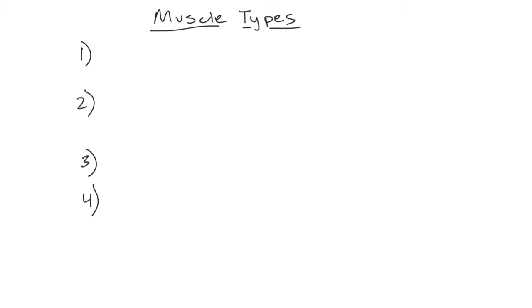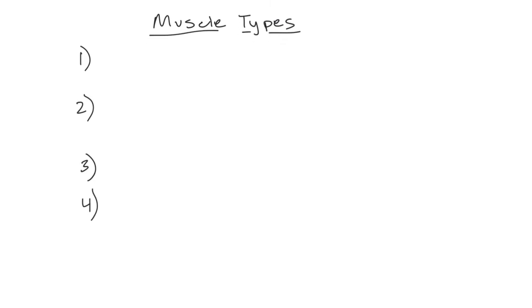We have 4 different muscle types when we're referring to their actions. Okay, so the first is the agonist muscles.